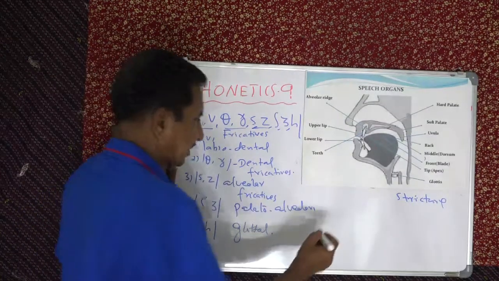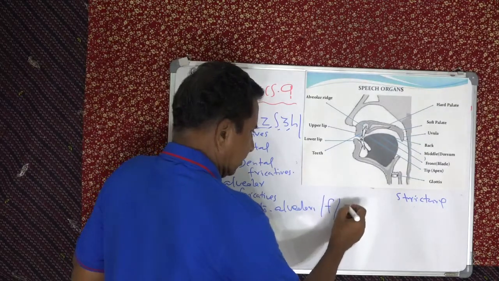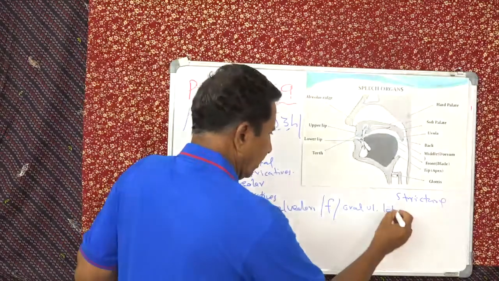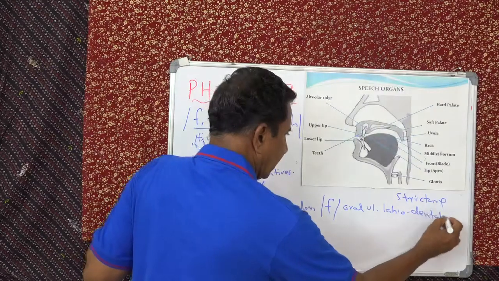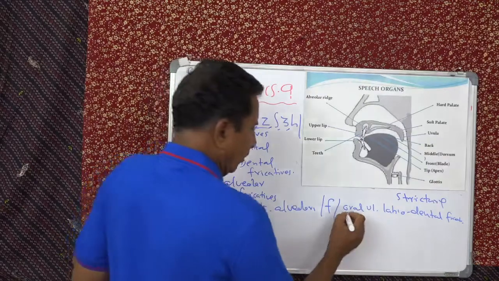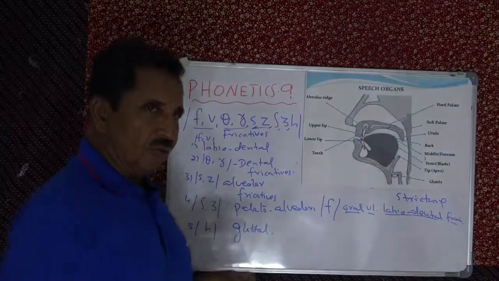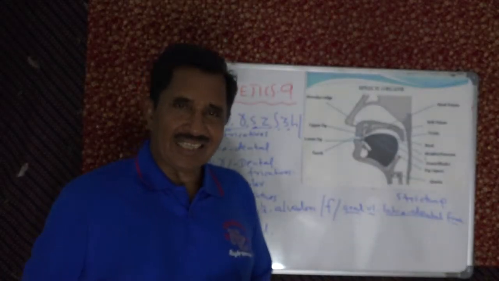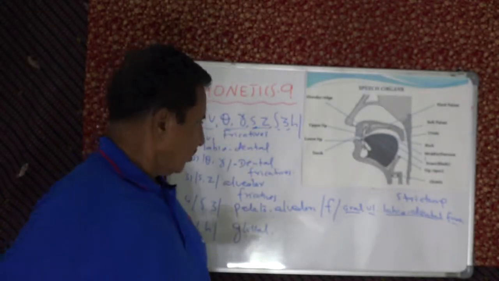What do you see? F. I already told you all these sounds are oral. So you can say oral, voiceless, labiodental, fricative. So for the term: oral, voiceless, labiodental, fricative.